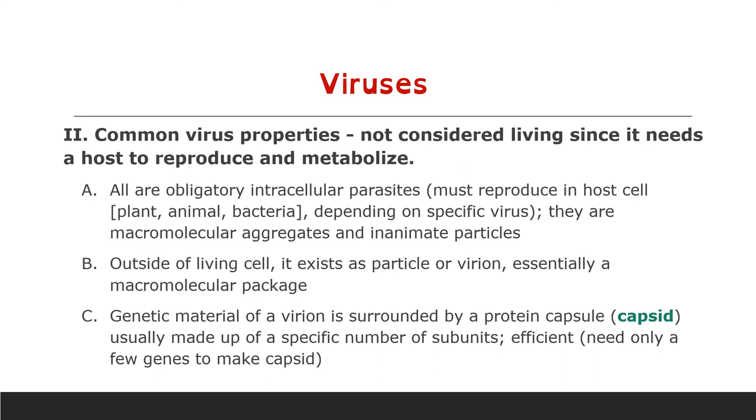Viruses are all obligate intracellular parasites. This means that they must reproduce in a host cell, be it plant, animal, or bacteria, depending on the specific virus. They are macromolecular aggregates and inanimate particles. Outside of a living cell, a virus exists as a particle or virion, essentially a macromolecular package. The genetic material of a virion is surrounded by a protein coat called a capsid, usually made up of a specific number of subunits, which is efficient and needs only a few genes to make up a capsid.